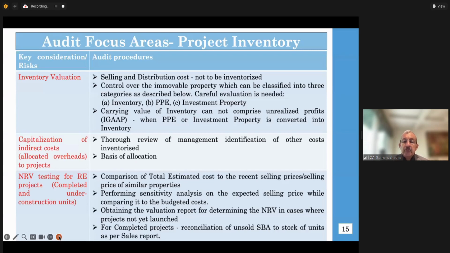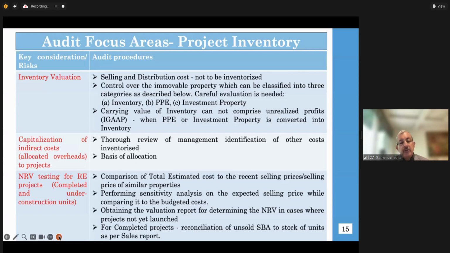Management identification of other costs to be inventorized, and the basis of allocation of overheads. It's more relevant here because it's not very clear. NRV testing of real estate projects, for completed and under-construction units, completed and not sold. This is very difficult and not an easy exercise. I can't put in a valuer, because these valuation norms, as I say, benchmarks are not so easily available.